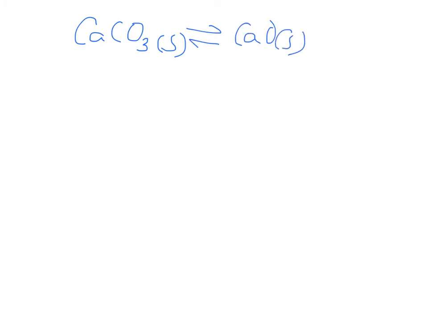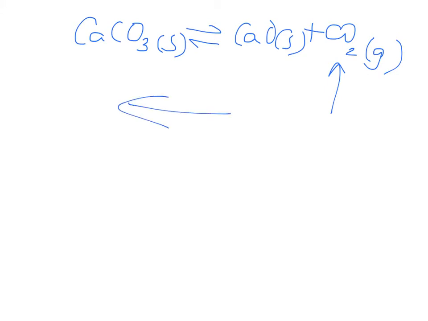Okay, let's try another one. Let's say we have CaCO3, calcium carbonate, and it's in equilibrium with calcium oxide and CO2. And the question is, if you add CO2, which direction would the equilibrium move in? And hopefully you can see that if you're adding a product, the equilibrium is going to move in the backward direction to undo that effect. So if you add CO2, that means it will be a backward reaction.